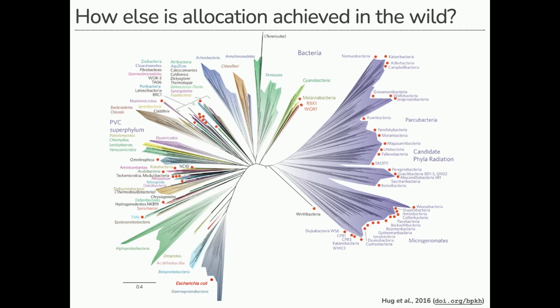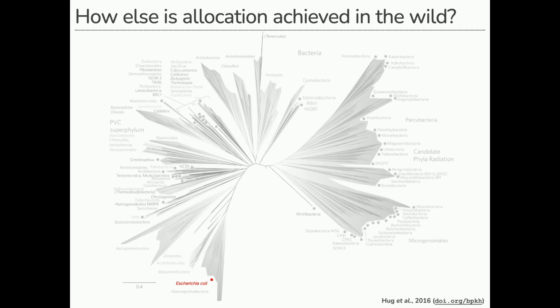Okay. And in the last 30 seconds that I am going to take here, I'm really curious how else this is achieved in the wild. So this is a phylogenetic tree of bacteria, and I'm going to now highlight in a red circle everywhere that we've studied resource allocation. The world is wild out there, and we're still kind of figuring out how E. coli operates, and I'm really curious to see where this goes.